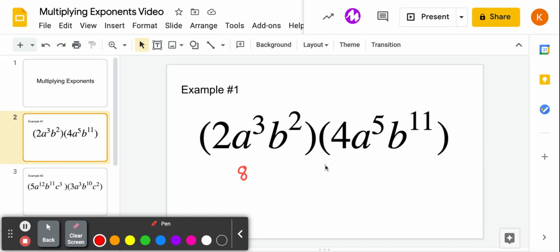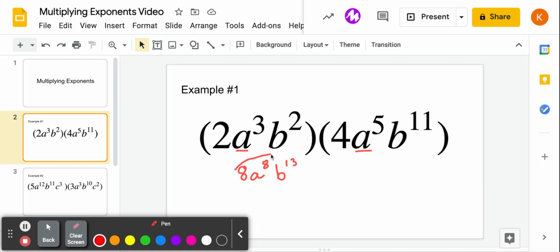Now I'm going to use my rules of exponents for multiplying that we've been working on. Remember, if the bases are the same, and they are, I'm eyeballing the variable a. If the bases are the same, you keep the base, which is a, and you add your exponents. 3 plus 5 is 8. And now for the next one, I'm going to do the same thing for b. Again, multiply b squared by b to the 11th. Those bases are the same, so you keep the base and you add your exponents.